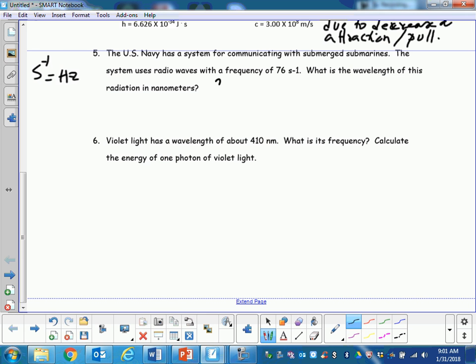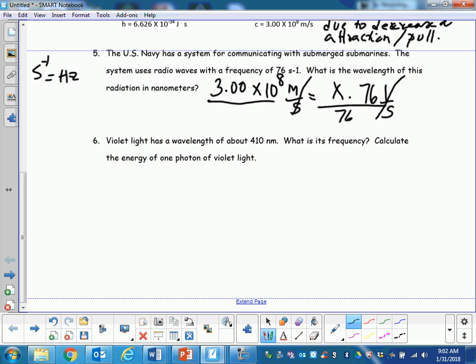The speed of light is 3.00 times 10 to the 8 meters per second equals lambda times frequency, which is 76 second inverse. Yes or no? What does that tell you? Second inverse cancels on both sides. So what will your wavelength be in? Meters. All right? So that was the reason why I gave it in meters. So what is your wavelength in meters? Anybody? What was the answer to this?